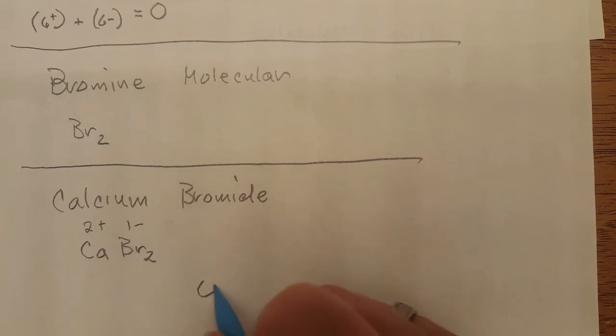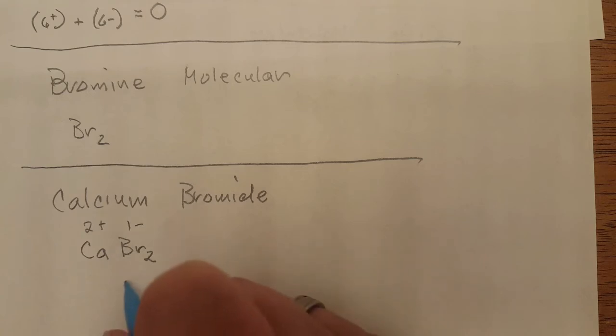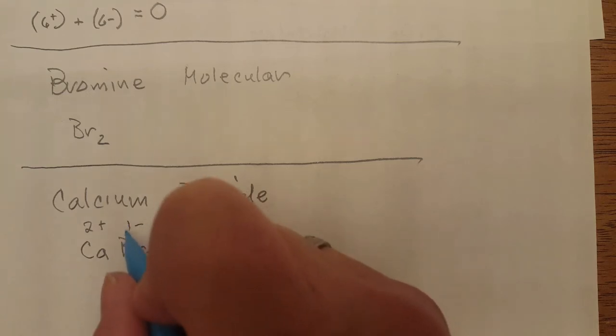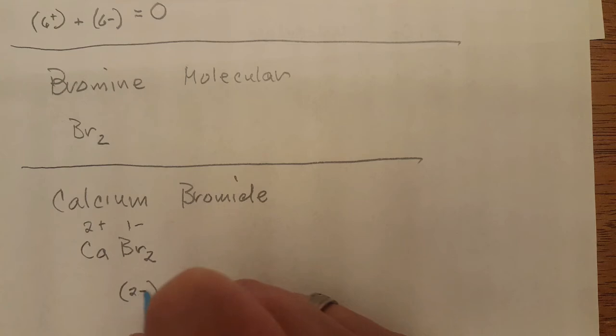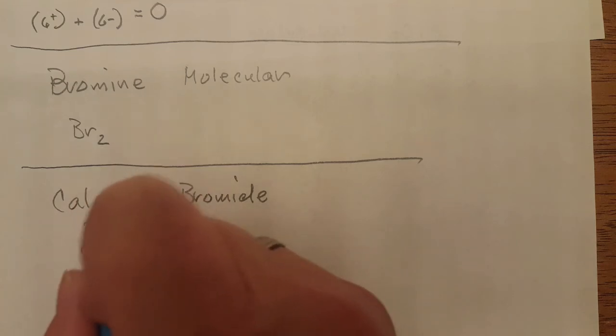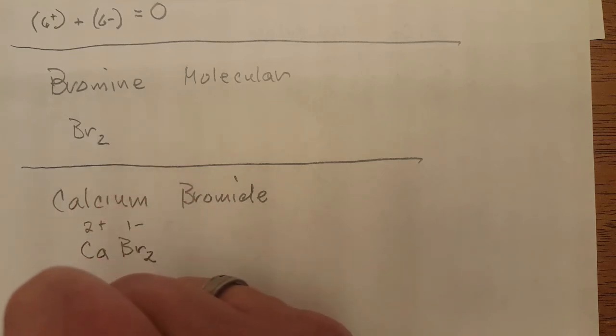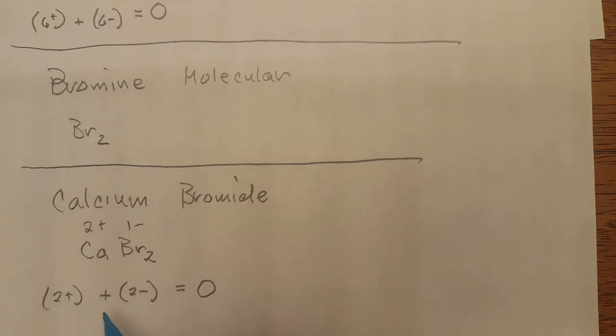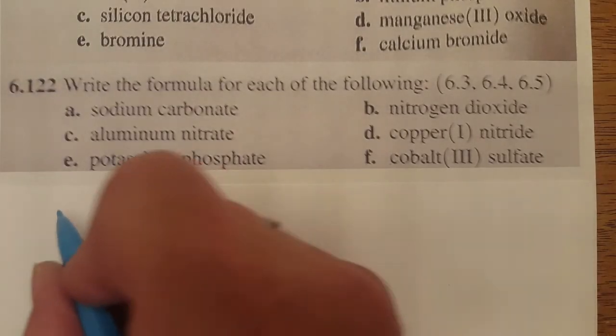Let's do our charge balance thing. 2 times 1 minus is 2 minus, plus 1 times 2 plus is 2 plus. 2 plus plus 2 minus equals 0, so that works. Okay, so let's do this last group.